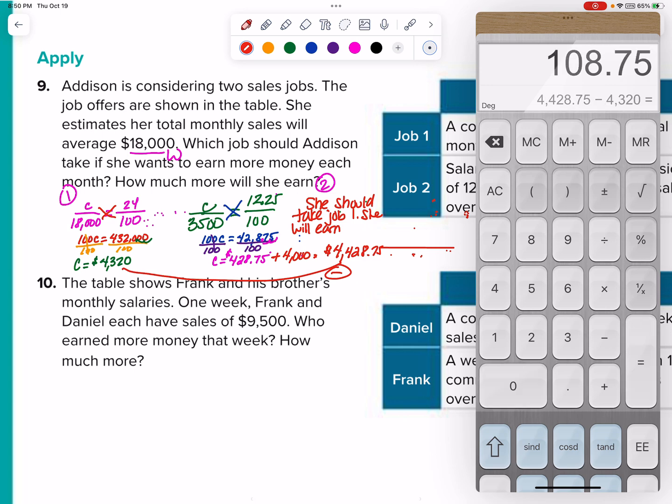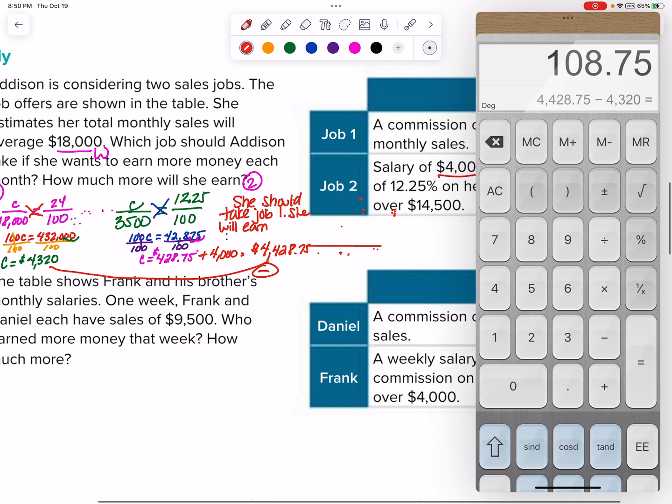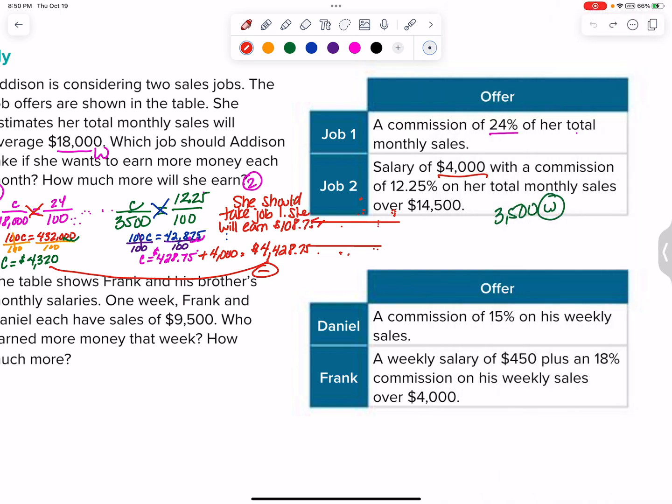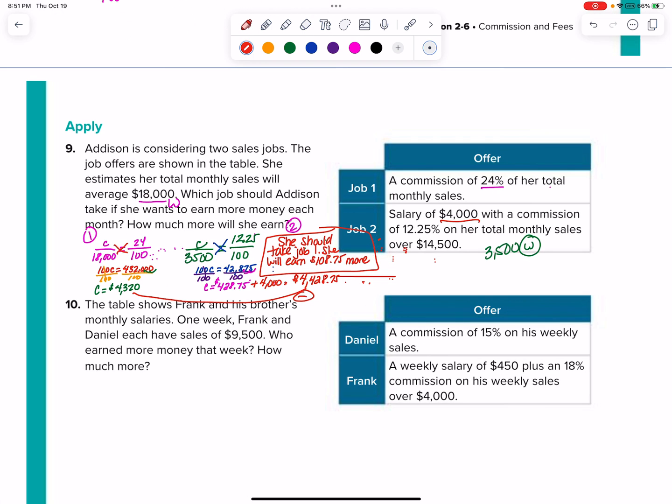All right, so she will earn $108.75 more. I can't leave that one, that's way too messy. 75 cents more. Okay, and there's my answer. I got to make sure that stands out because I got a lot of stuff going on there. Okay, that's actually not too bad, really. You just need to remember to do that subtraction to find out the percent earnings on everything over whatever amount they say.